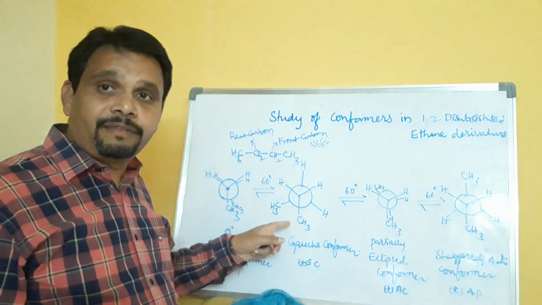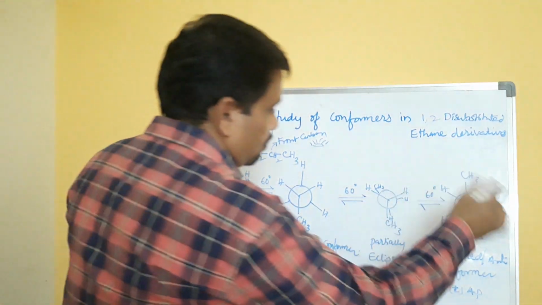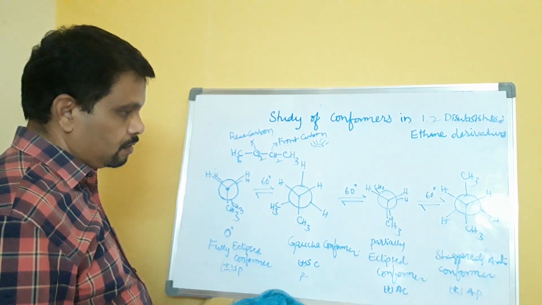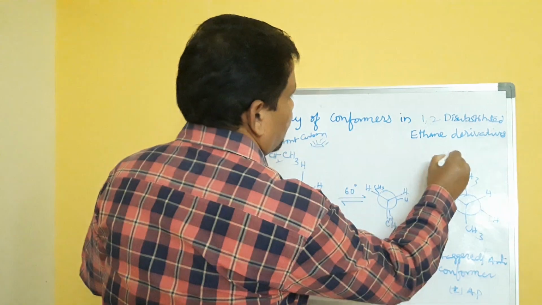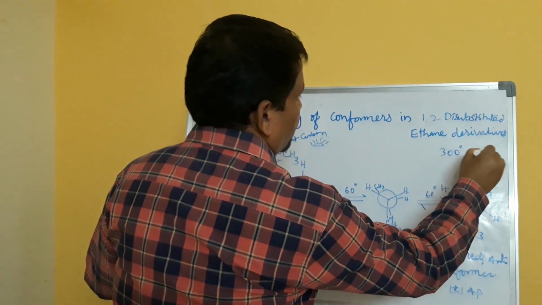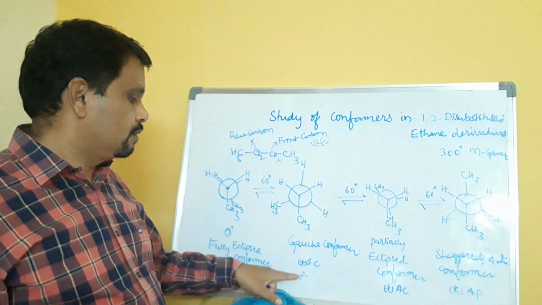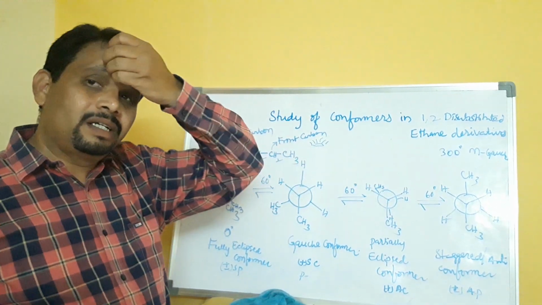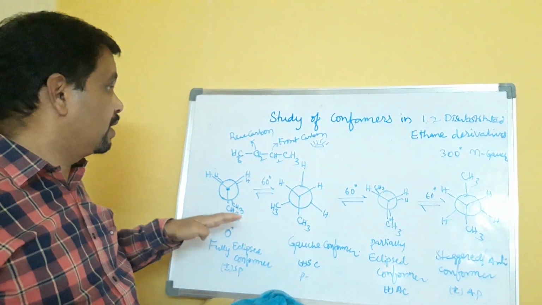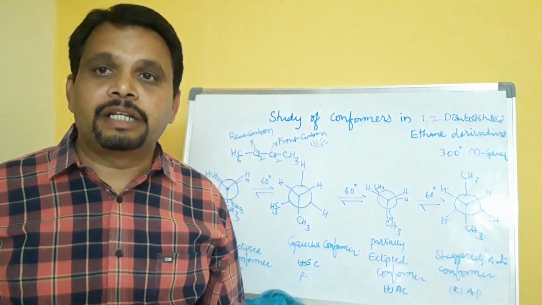Here, two types of gauche conformers are present. One is P gauche, at about 60 degrees. The other, at 300 degrees rotation, you will get M gauche. About 60 degrees, you will get P gauche. About 300 degrees dihedral angle, you will get M gauche. Okay. So these are the possible conformers for 1,2-disubstituted ethane derivatives like n-butane.